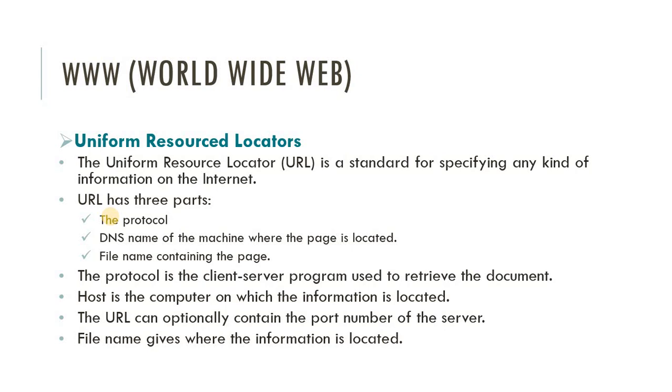Host is a computer on which information is located, and the URL can optionally contain the port number of the server. File name gives where the information is located. So this is a URL. Suppose I create one website. Each and every website has its basic URL. On the localhost, it has 127.0.0.1 colon some port number. So by using that URL, we can open that website.